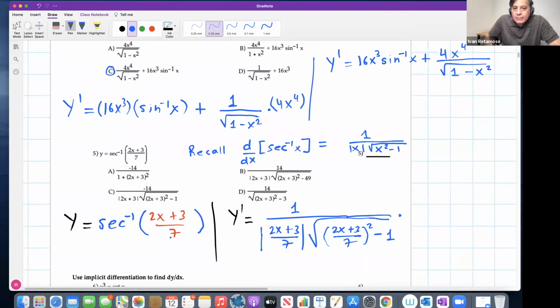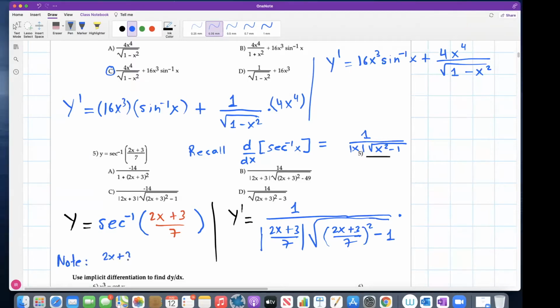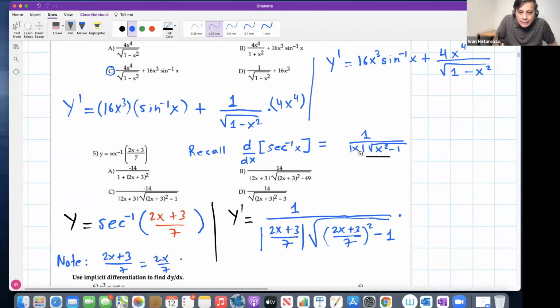Could anyone here in the chat tell us what's the derivative of this inside function, (2x plus 3) over 7? Maybe 2 over 7, right? Note that if you distribute the division by 7, this is just this, and clearly the derivative there should be just 2 over 7, since the derivative of the constant is 0. So 2 over 7 here, don't forget. Great.